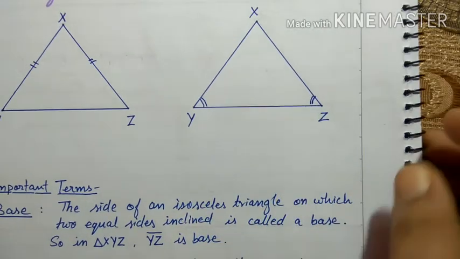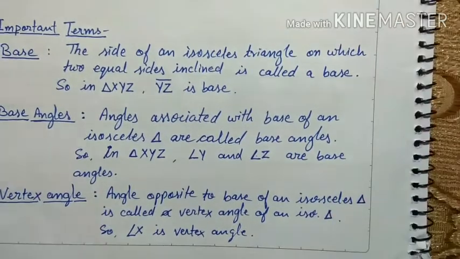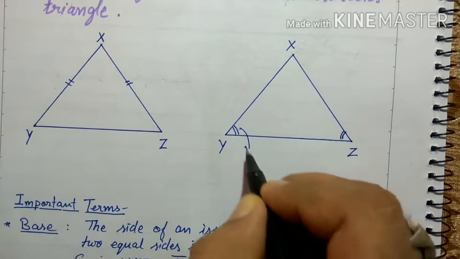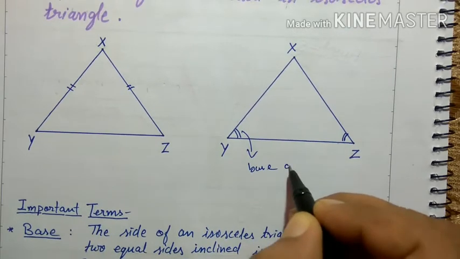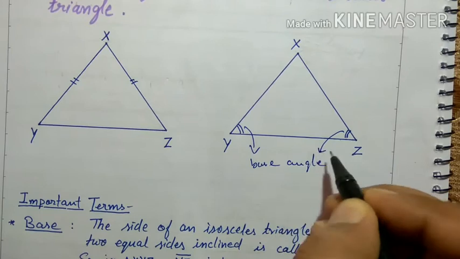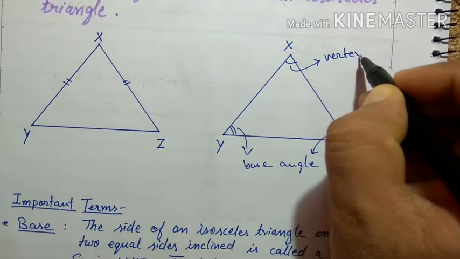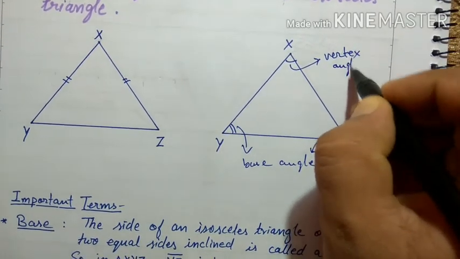The third term is vertex angle. What is a vertex angle? The angle opposite to the base of an isosceles triangle is called the vertex angle. So angle X is opposite to base YZ, so angle X is the vertex angle. These are base angles, and angle X is the vertex angle.